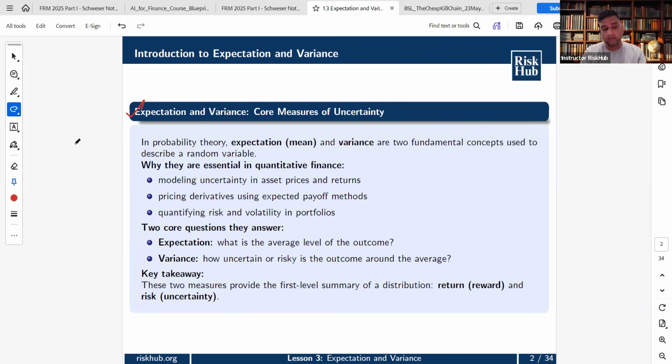From the quant finance perspective, suppose two stocks, A and B, both have an identical expected return of 10%. But stock A has volatility of 5%, while stock B has volatility of 40%. Stock B is much riskier. Therefore, expectation alone is not enough; you need variance. This is exactly the foundation of modern portfolio theory. So, very basic, very simple stuff till now, no formula, no maths.